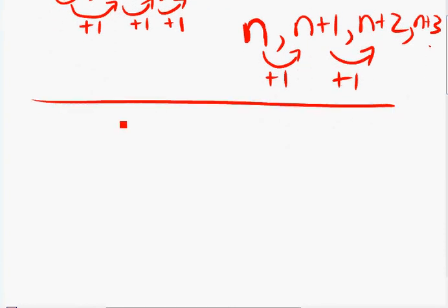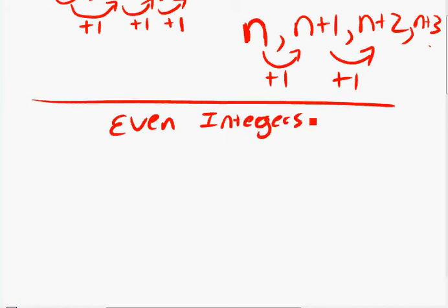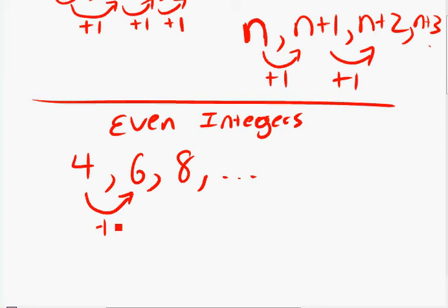Now let's look at consecutive even integers. Okay. Let's start off with, let's say, 4, which is an even number. The one after that is going to be 6 and 8 and so on. Okay. So let's look at the pattern between consecutive even integers. Well, from 4 to 6, we're not jumping up by 1 anymore. We're actually jumping up by 2. And from 6 to 8, we're going up by another 2. And the pattern repeats by adding 2.